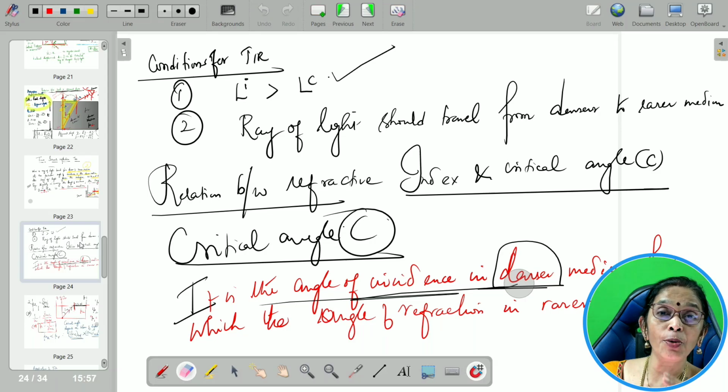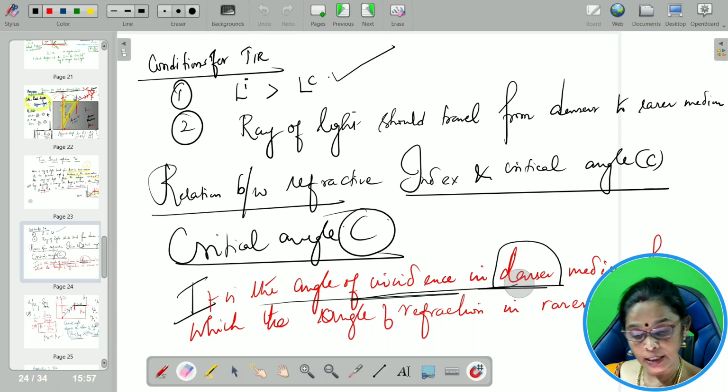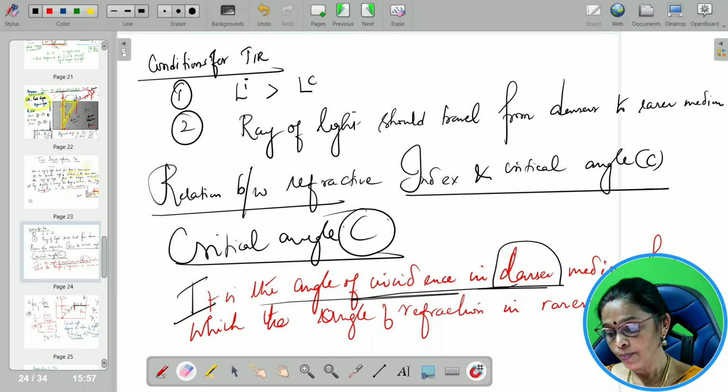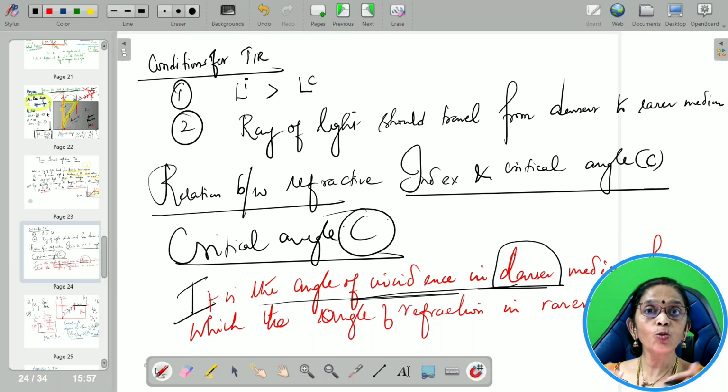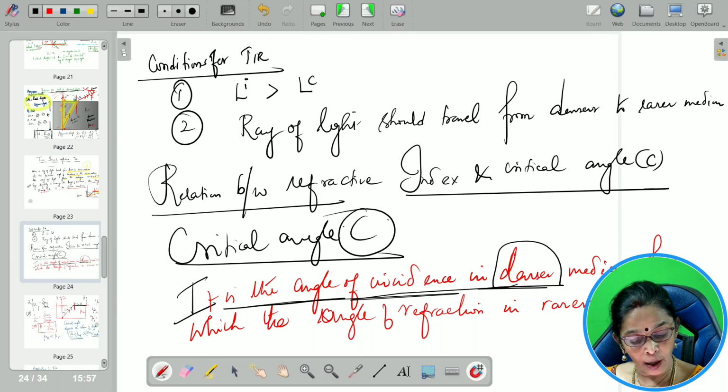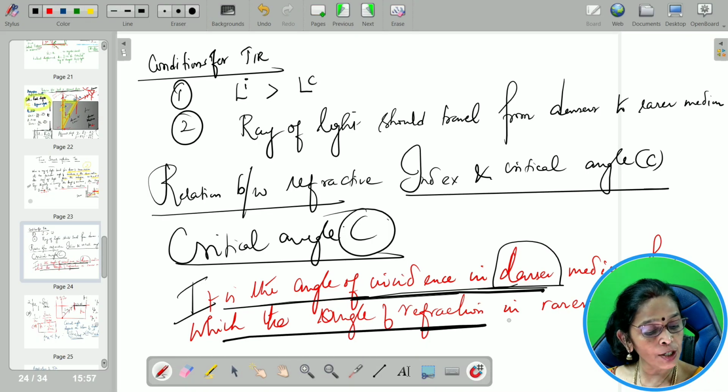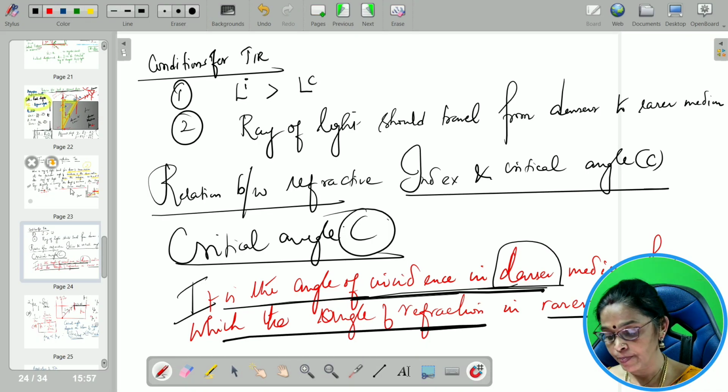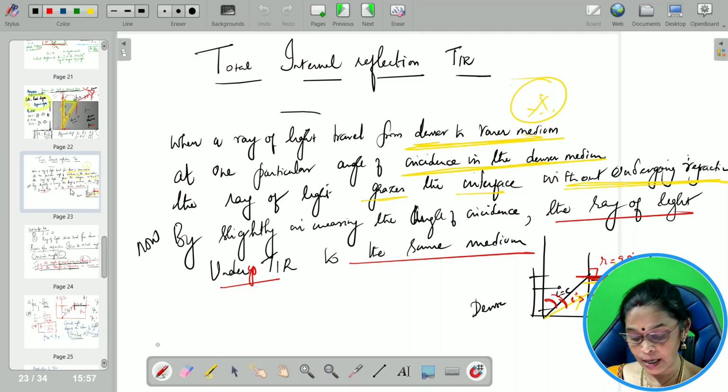For TAR to take place, the angle of incidence must be greater than the critical angle. And of course, what is the critical angle? It is the angle of incidence in the denser medium for which the angle of refraction in the rarer medium is equal to 90 degrees. So, this is how TAR takes place, and this is in the denser medium.